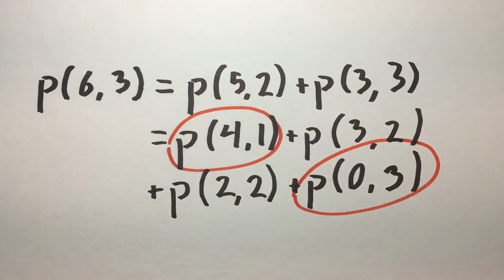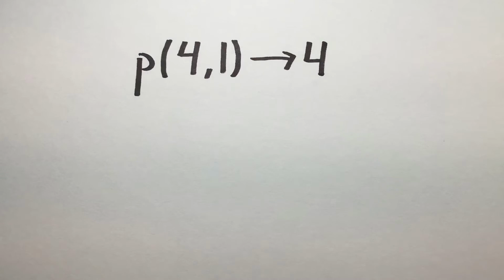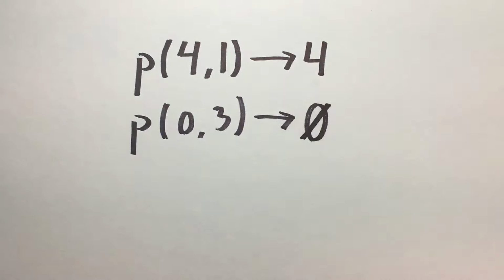By the second iteration, we have two of our stopping partitions, p of 4 and 1, and p of 0 and 3. The partition of any number with a restriction of 1 is always 1, because there's only one way to write a number as itself. Thus p of 4 and 1 is 1. The next stopping partition we have is p of 0 and 3, which is equal to 0 because it's a partition of 0 which can't be broken down.